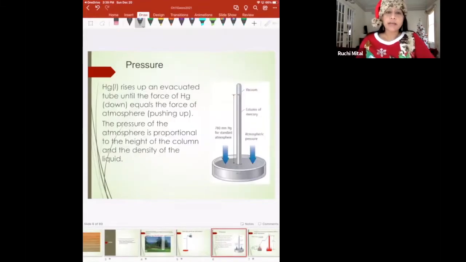Now, to measure pressure, we use an instrument that is called a barometer. Mercury rises up in an evacuated tube until the force of mercury equals the force of the atmosphere that is pushing up. The pressure of the atmosphere is proportional to the height of the column. So this height of the column is telling you what the pressure is. And over here is the vacuum. So this is the atmospheric pressure that is pushing the mercury down, which is resulting in mercury rising up. Therefore, the height is telling you what the atmospheric pressure is.